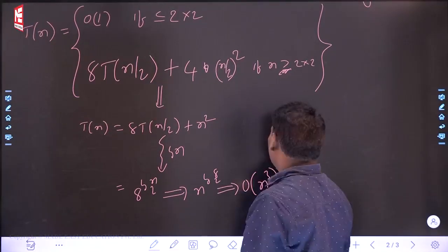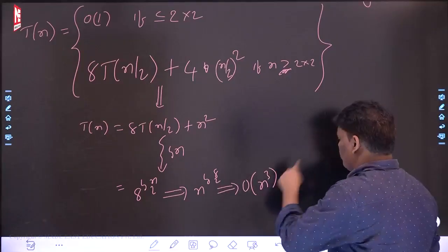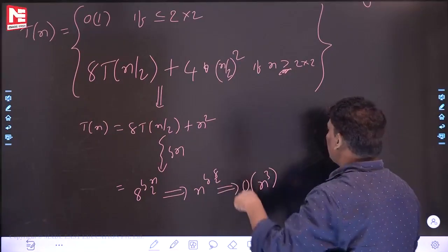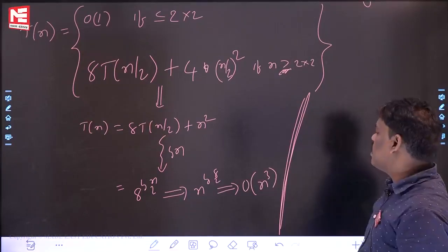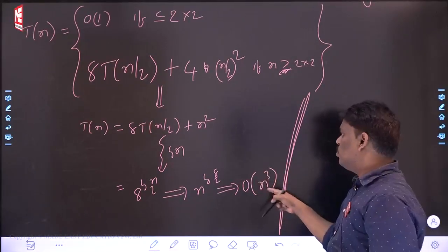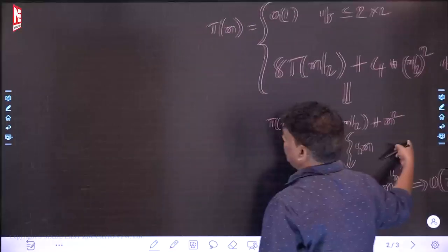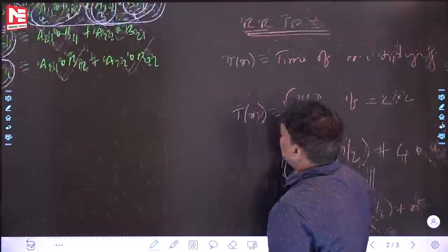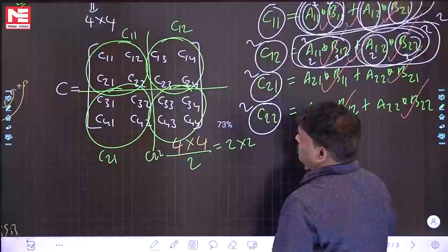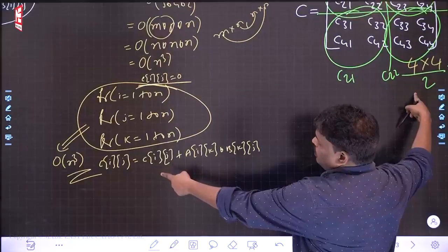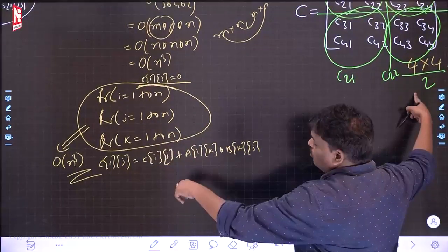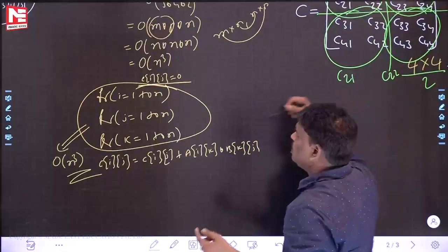What I want to say is, with divide and conquer the time complexity is the same, and without divide and conquer also the same time complexity. Please be careful. With divide and conquer it is n cube, and without divide and conquer we already have n cube. So with divide and conquer also n cube, without divide and conquer also n cube. But one thing, what is the difference?